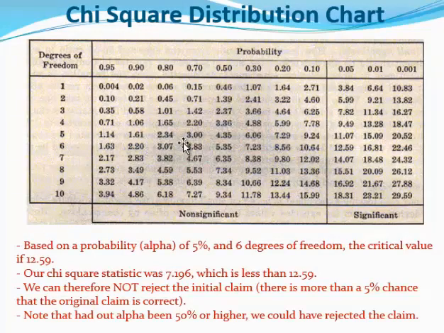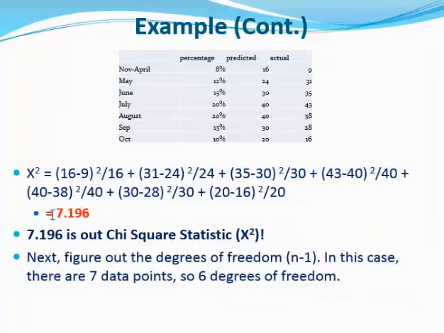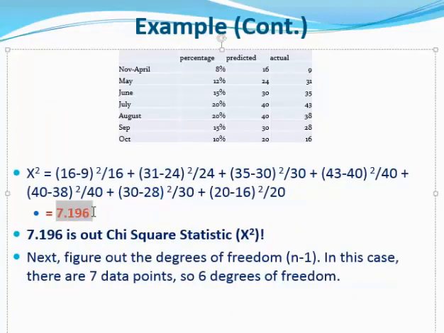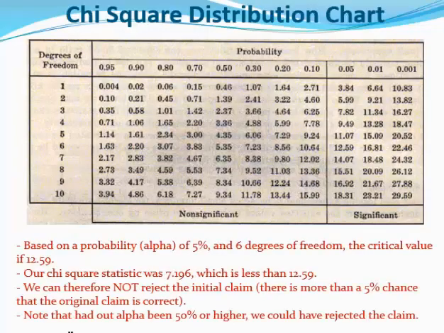So if we look in degrees of freedom, and we go across to the alpha of 5%, we get 12.59. Whereas our actual chi-square test value was about 7.2. And so therefore, we cannot reject the initial claim. We cannot reject the initial claim to a 95% certainty. There's more than a 5% chance that the initial distribution was true.